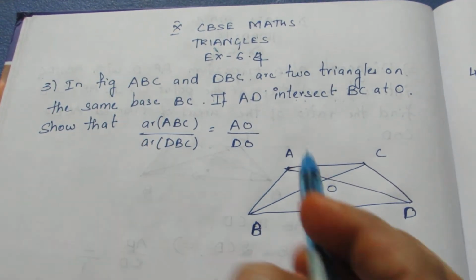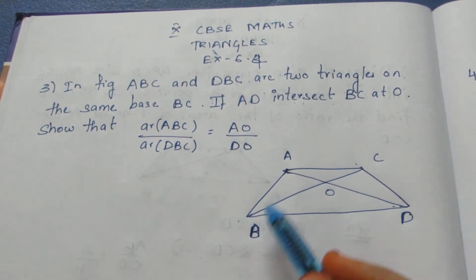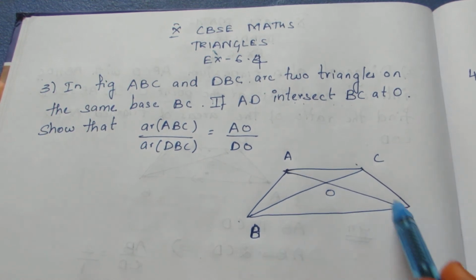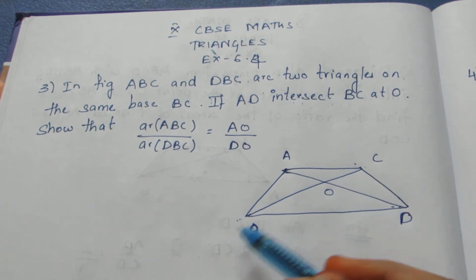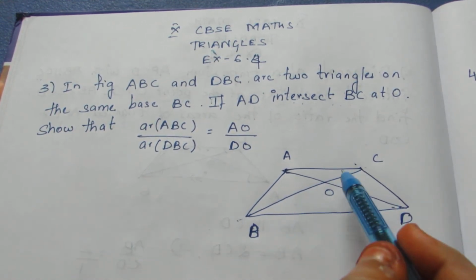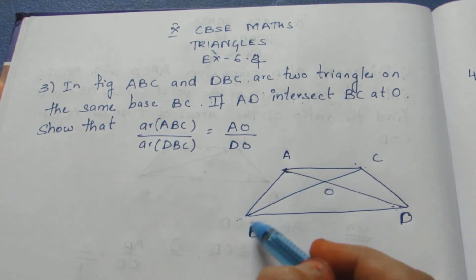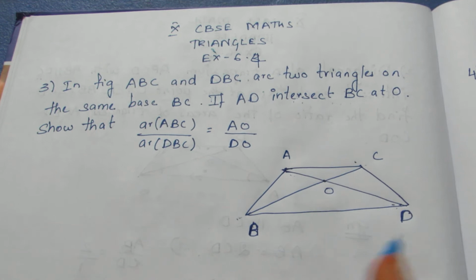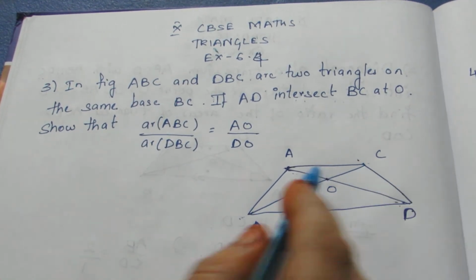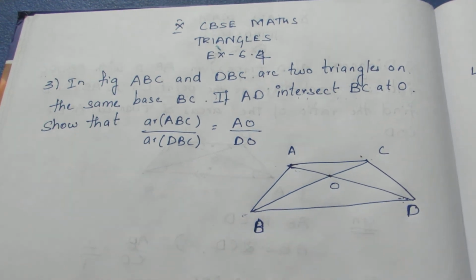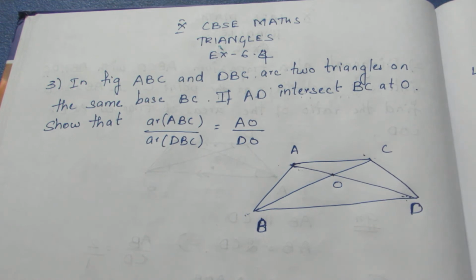Now the given is, in the figure, ABC and DBC are two triangles. This is one triangle and this is one triangle on the same base BC. AD intersects BC at O. We need to show that area of triangle ABC by area of triangle DBC is equal to AO by DO.